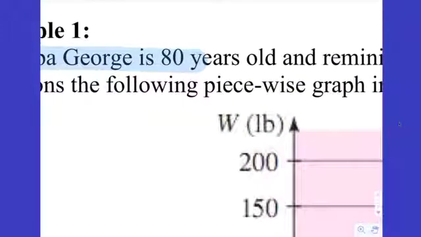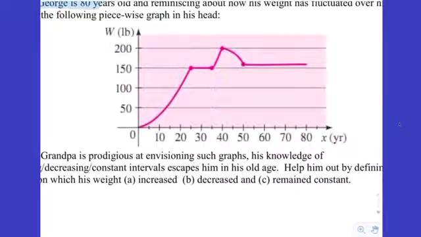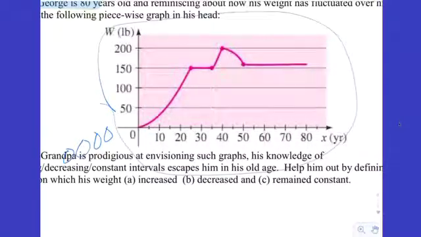Grandpa George, like most grandpas, he's sitting in a rocking chair and he's reminiscing. And he's reminiscing about how over the years his weight has fluctuated dramatically, okay? And he has a thought bubble going on. If you were to look at the thought bubble that Grandpa George has, you would see this inside of his head. That's what he envisions inside of his head. Pretty impressive, right, Grandpa George? Maybe he was a math teacher in a former life.